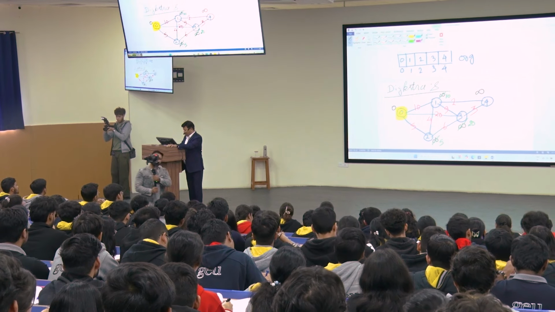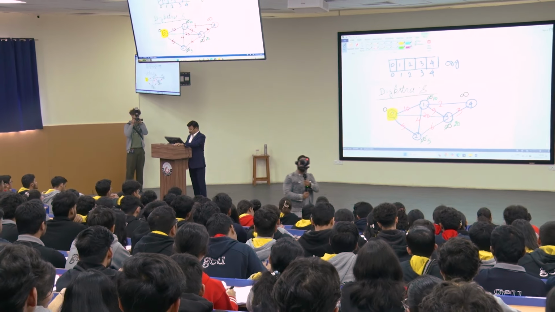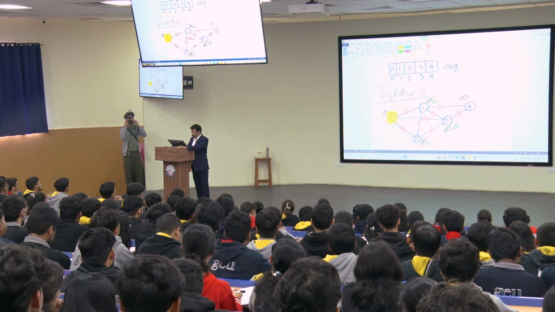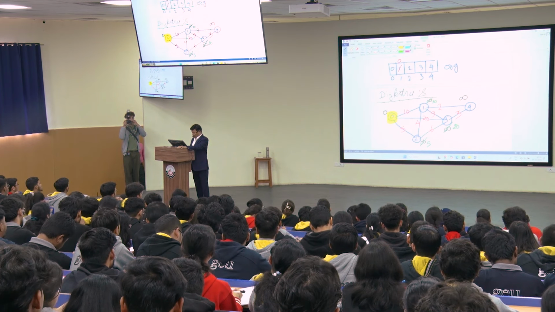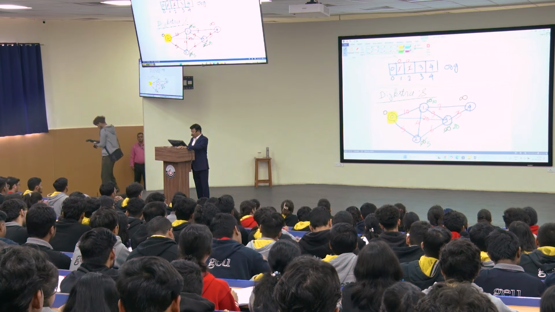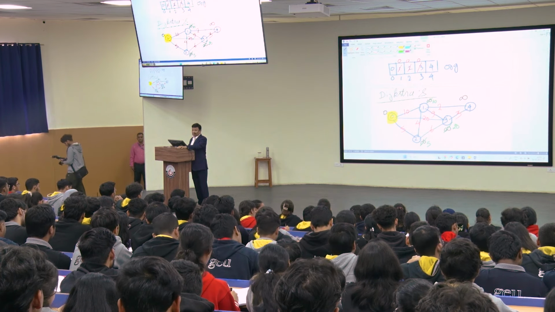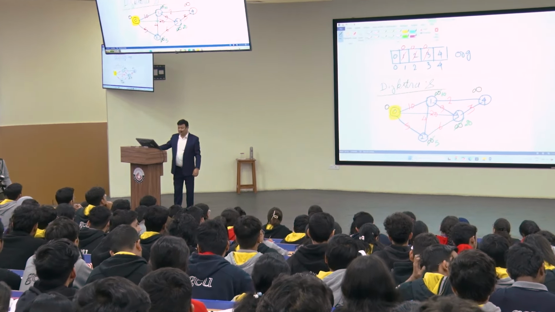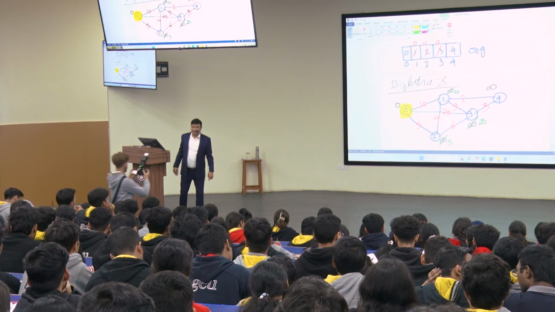So we have reached 1. From where did we reach 1? From 0, so I'll update this. 1 we have reached from 0, 2 we have reached from 0, and 3 also we have reached from 0. Okay, this is all over for 0, so one iteration is over.